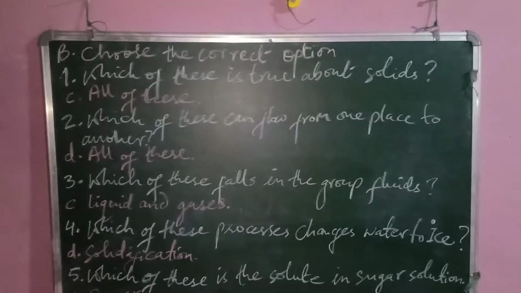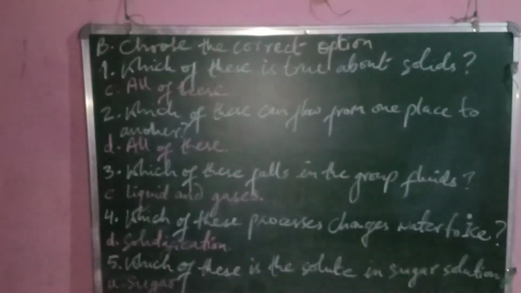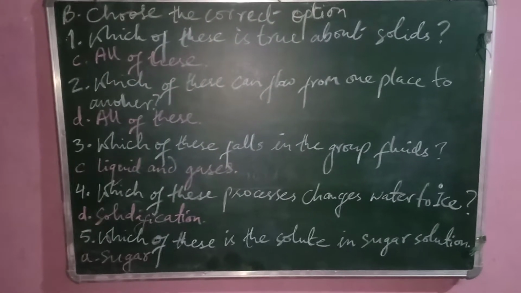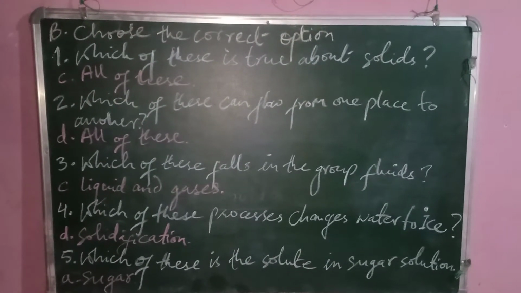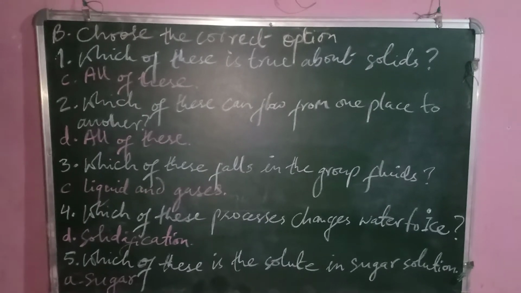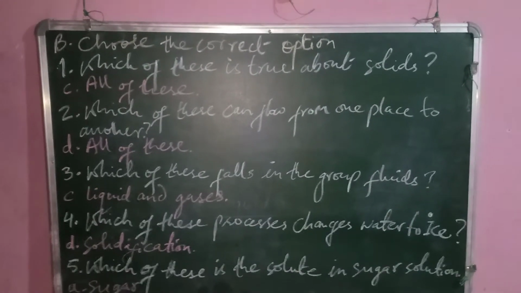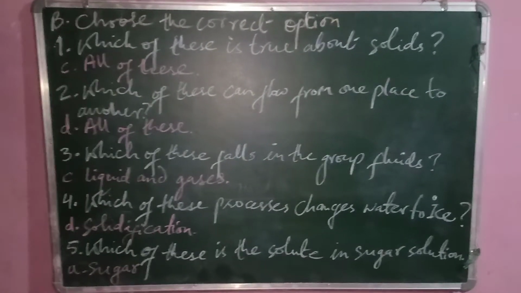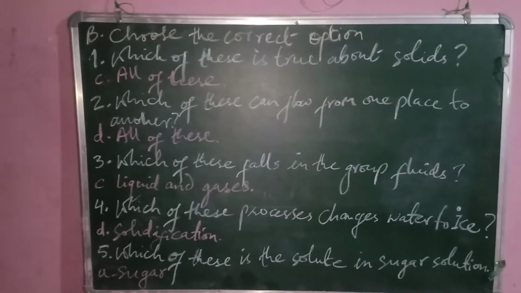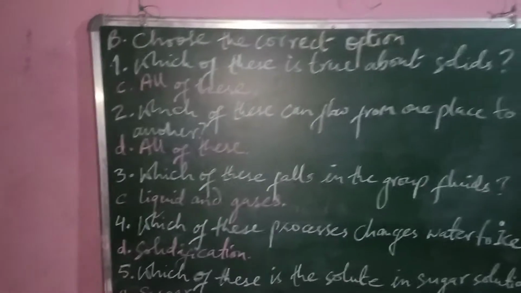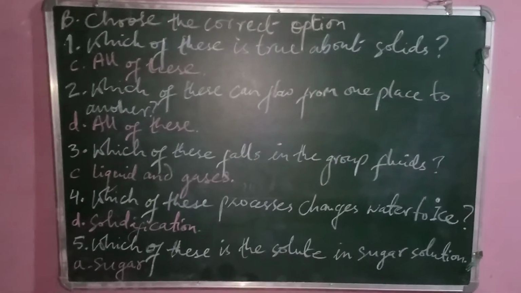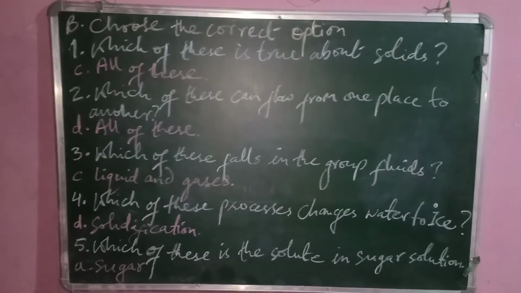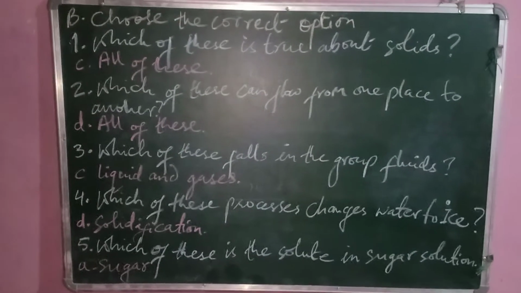Okay, I have written here, mistakenly I have written C, but it's option D. Okay, after that, question number 2, which of these can flow from one place to another? So options are milk and water, oxygen and juice, air, and option D is all of this. As we all know that milk, water, oxygen, juice can flow from one place to another, so all of this is the correct option.